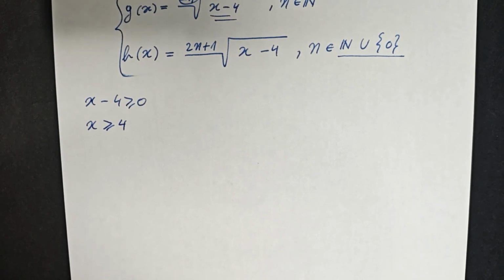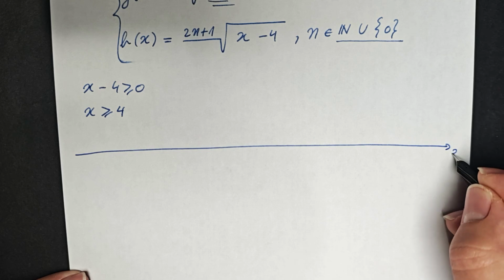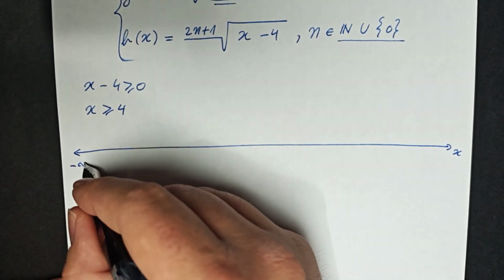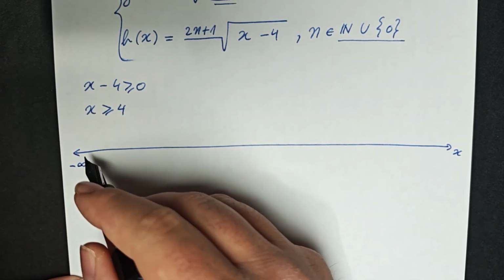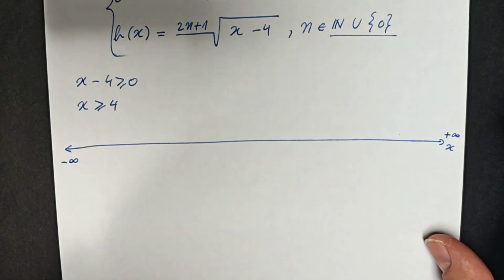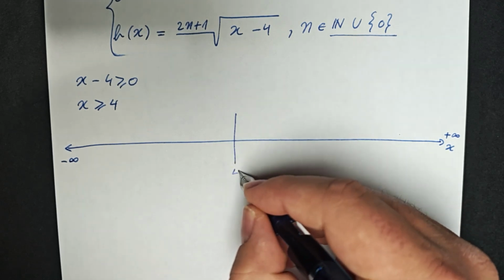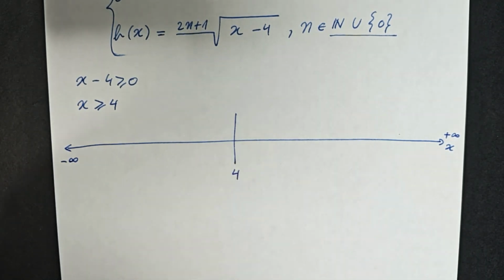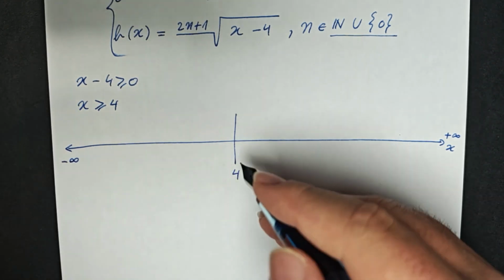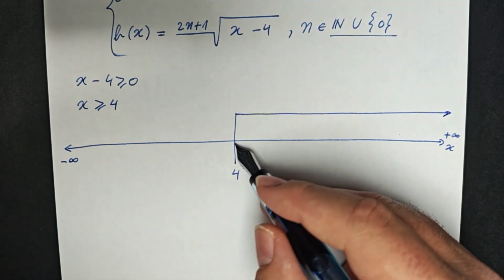Let's represent this on a line with all real numbers on it. So we have a line which we are reading the values for variable x from. Negative infinity on the far left side and positive infinity on the far right side of this line. Our point of interest is number 4, which is here. X has to be larger or equal to 4. So we have everything that is on the right side of number 4.